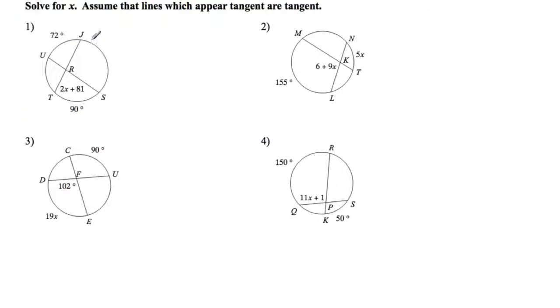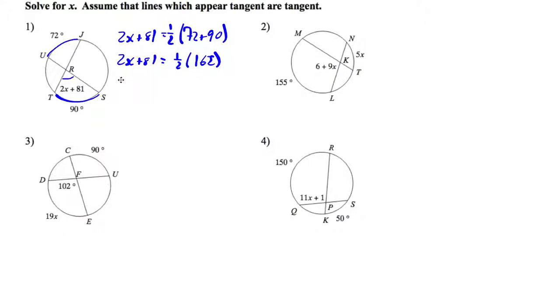So here are some examples. The angle here, 2x plus 81, is going to be equal to 1/2 the sum of the intercepted arcs, which is 72 and 90. So 72 plus 90 is 162, and 2x plus 81 is equal to 1/2 of 162, which is 81. We can subtract 81 from both sides, so we just get 2x equals 0, so x equals 0.